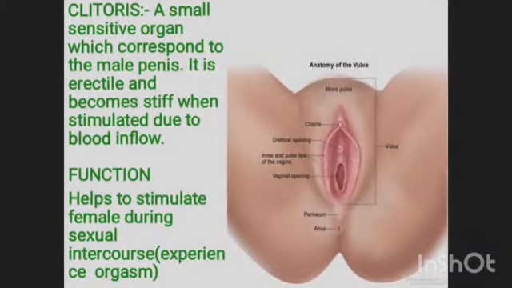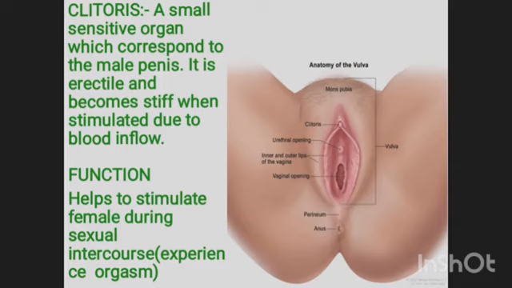Here we have the clitoris. Now the clitoris is a small sensitive organ, which corresponds to the male penis, but it's not as big as the male penis, just finger-like. So it becomes stiff and erectile when stimulated due to blood inflow. Just as the male penis erects and becomes turgid when it is aroused, maybe during sexual intercourse, same thing with the clitoris. It also erects.